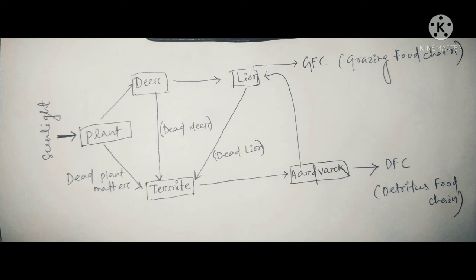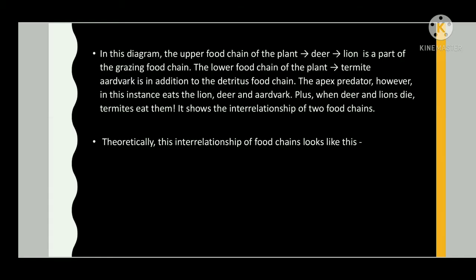In this diagram, the upper food chain of the plant, deer, lion is a part of the grazing food chain. The lower food chain of the plant, termite, aardvark is the detritus food chain. The apex predator, however, in this instance eats the lion, deer and aardvark. Plus, when deer and lions die, termites eat them. It shows the interrelationship of two food chains.